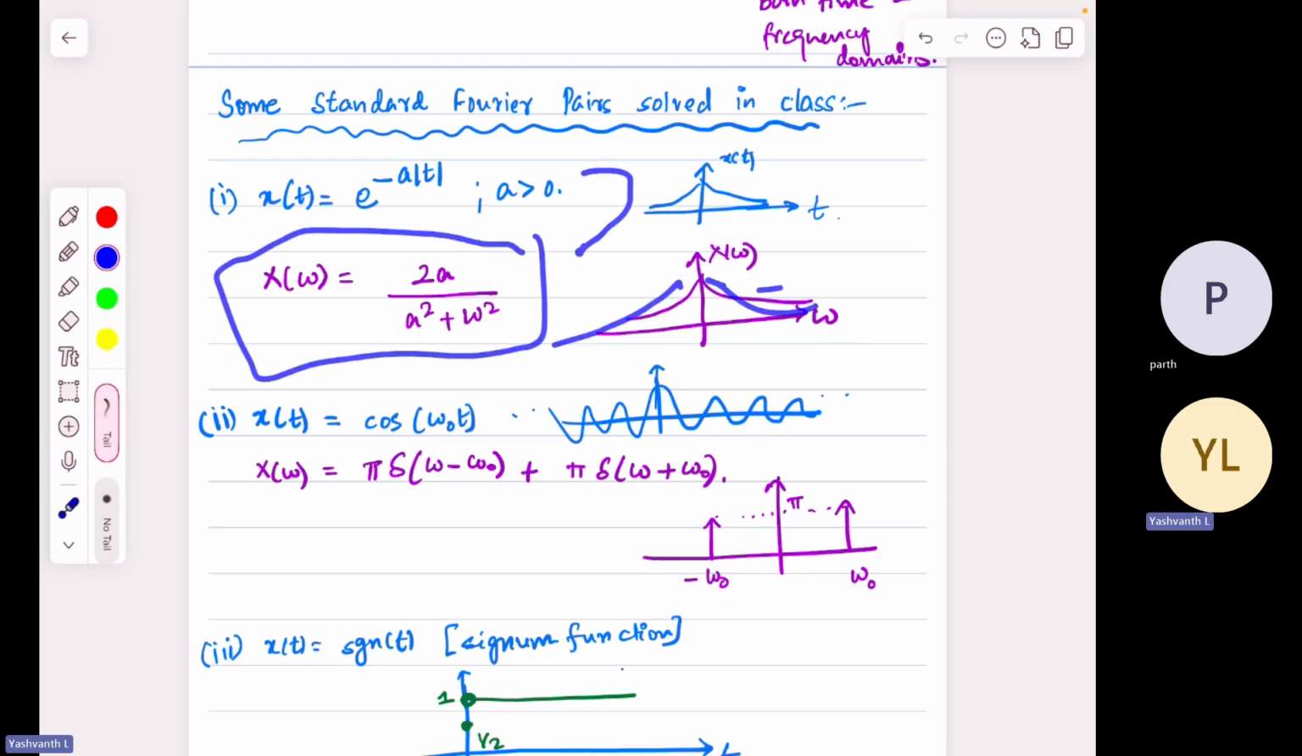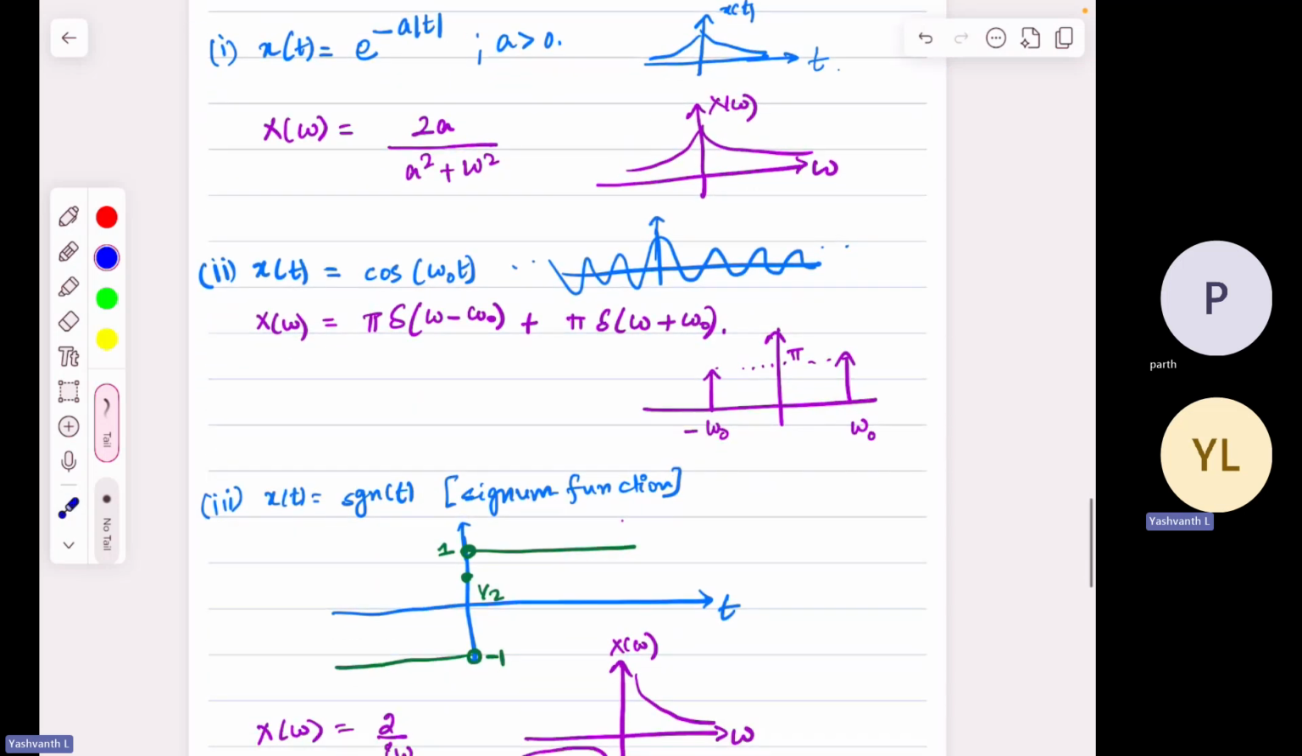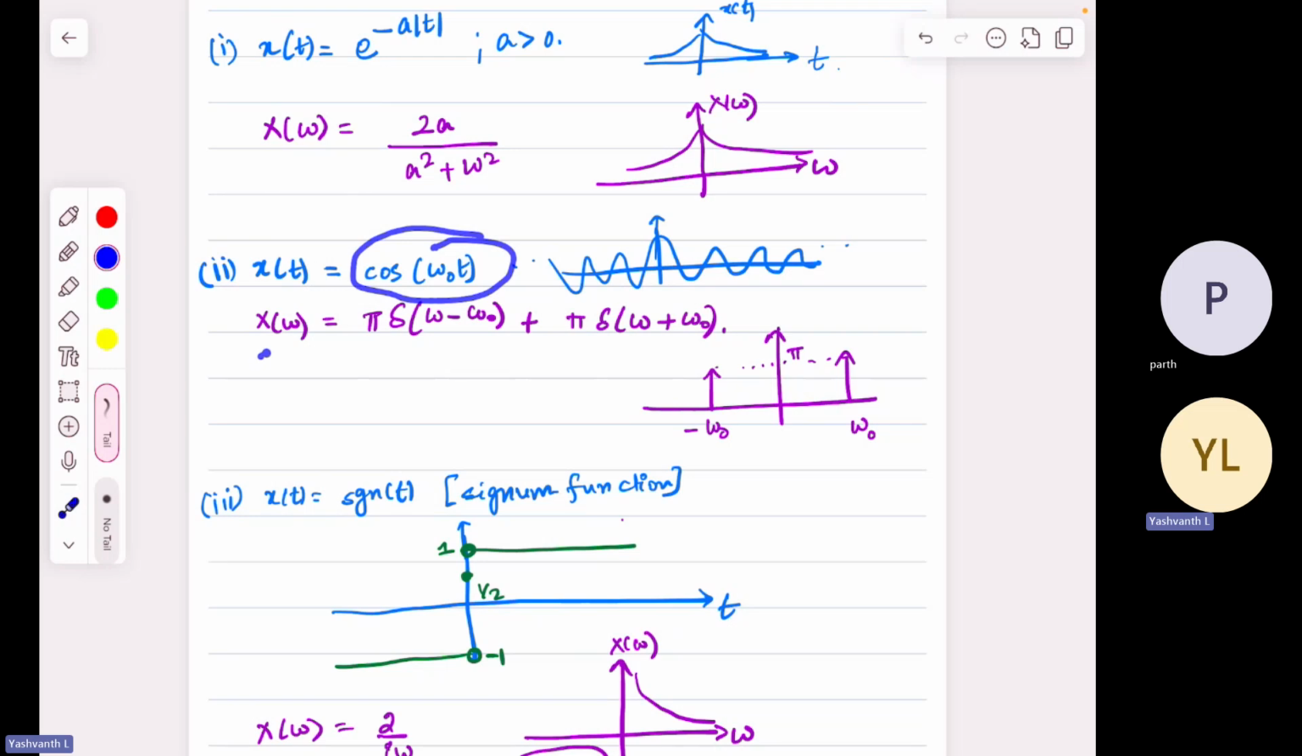This is basically the Fourier transform of x of t equal to e power minus a mod t. Similarly, if you have x of t equal to cos omega naught t, your Fourier transform is given by pi times delta of omega minus omega naught plus pi times delta of omega plus omega naught. That is, you will have an impulse function at minus omega naught and plus omega naught.